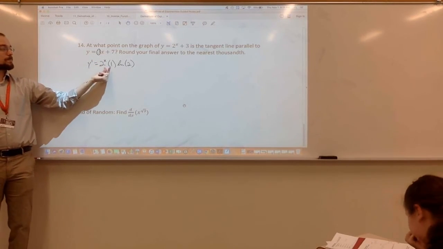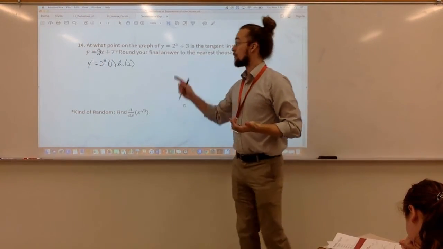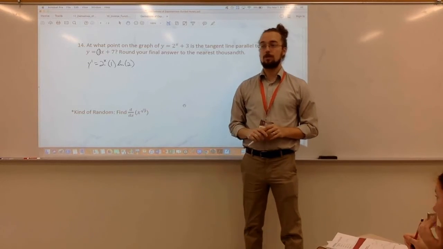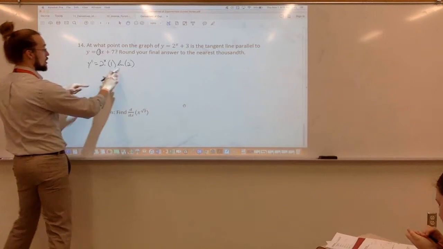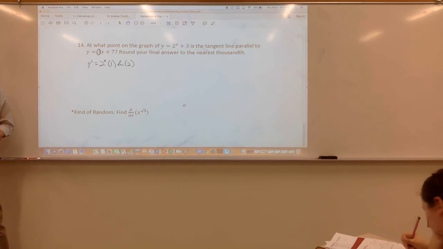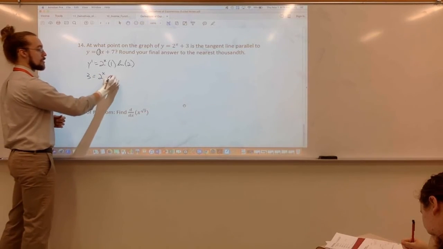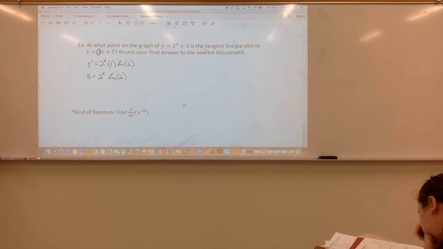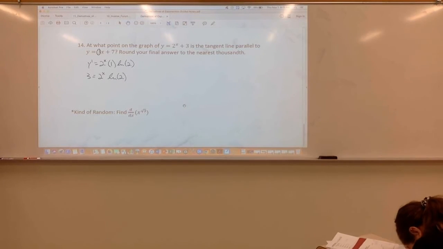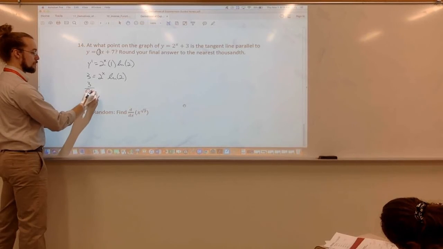Does the 3 just cancel out then? Yeah. So the derivative of 3 is just 0. So now I want to set this equal to 3. So I'm going to have 3 equals 2 to the x times the natural log of 2. Now I just want to solve this for x. How do I do that? Divide both sides by the natural log of 2.